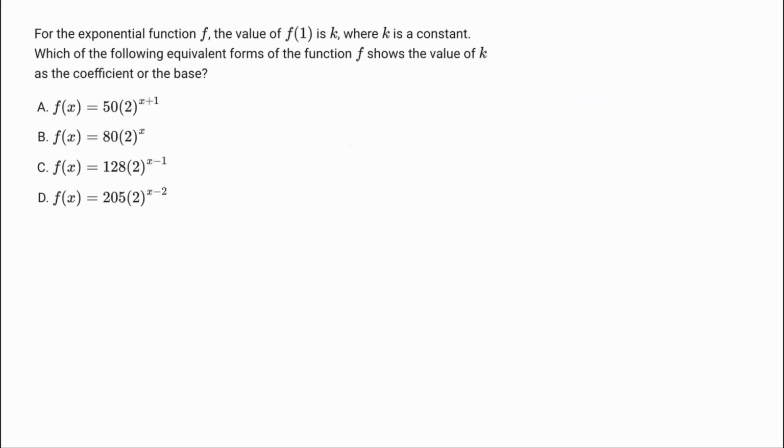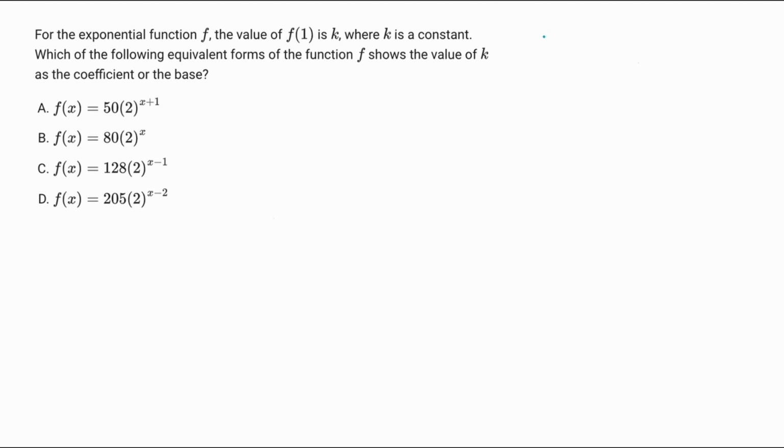For the exponential function f, the value of f of 1 is k, where k is a constant. Which of the following equivalent forms of the function f shows the value of k as the coefficient or the base? So let's write a general equation for an exponential function, which is given by f of x is equal to a times b to the power x. Now here a is my coefficient and b is my base. So given that f of 1 is equal to k is nothing but at x is equal to 1, I am getting a value k such that it is either present in the coefficient or in the base.